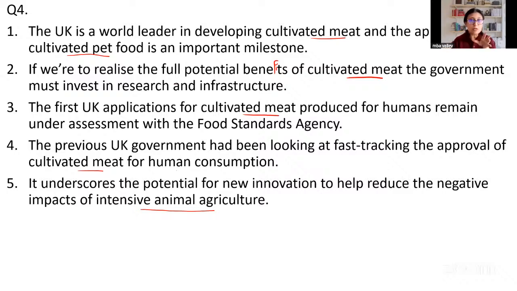Now, if you focus on sentence number 4, like I said, कि sentence for human consumption के बारे में बात कर रहा है, जो थोड़ा सा actually में odd लग रहा है. Sentence 4, however, refers to the previous UK government's efforts to fast-track approval of cultivated meat, which is disconnected from other sentences, as the focus shifts to a past action rather than the current development or future needs in the industry. Tense देखो क्या है यहाँ पर? Had been looking.